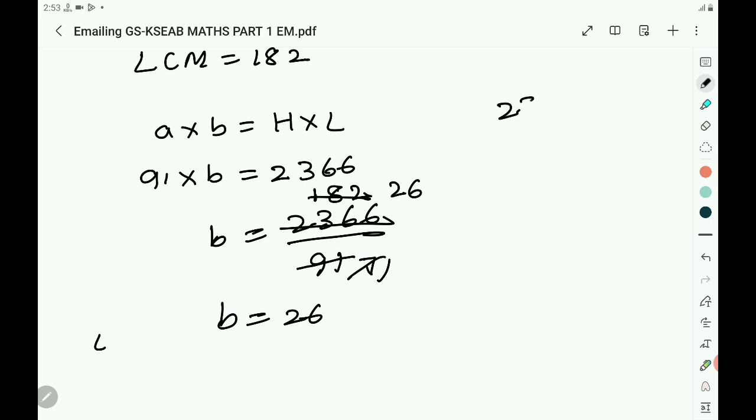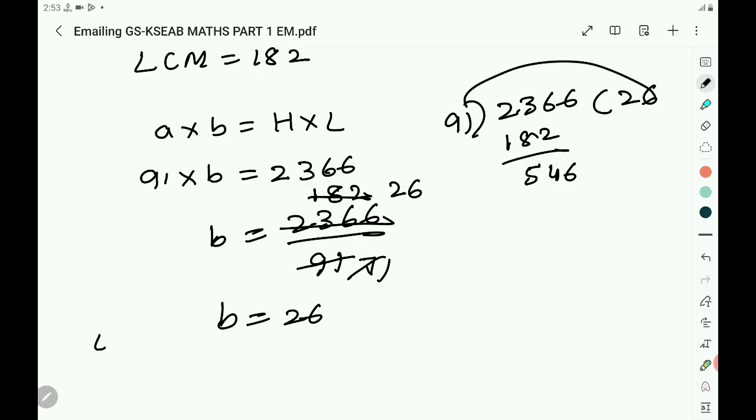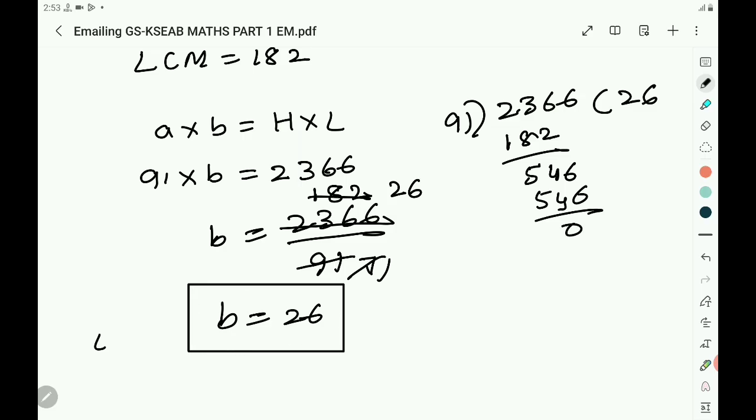Otherwise, use the division method. 2366 by 91. 91 twos are 182. 236 minus 182 is 54. Bring down 6, 546. 91 sixes are 546, which gives 26. Again you got the other number 26 only.